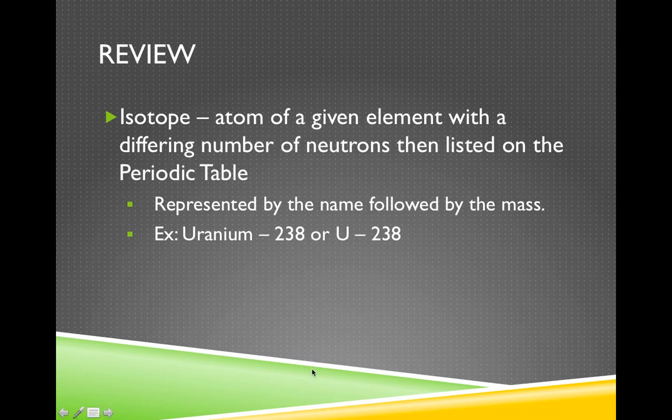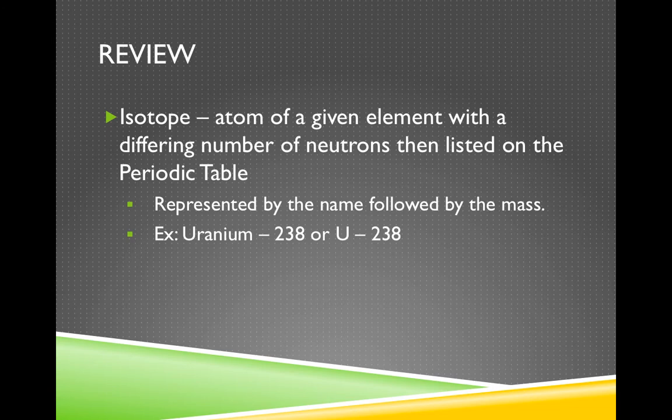Okay, also, we need to kind of remember what an isotope is. This is an atom of a given element with a differing number of neutrons than listed on the periodic table. Remember, to represent an isotope, you have to list the name followed by the mass. And again, the mass number, not the atomic mass.